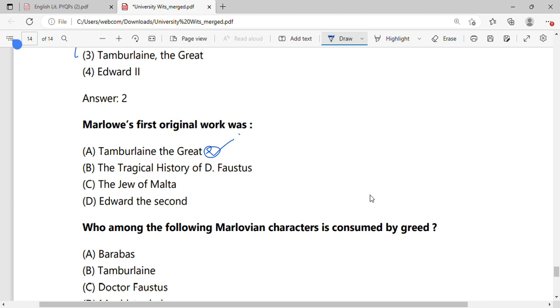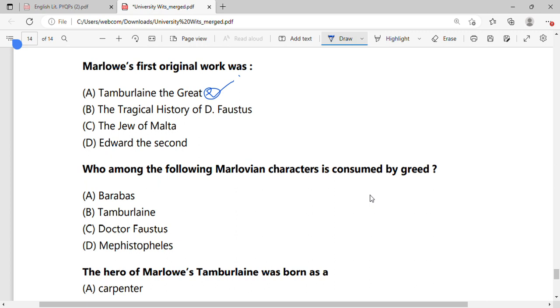This is just so that you do not forget any of these details, and I can let you know what is important, what is asked in the paper. Who among the following Marlovian characters is consumed by greed? Barabas, Tamburlaine, Dr. Faustus, and Mephistopheles. Who is consumed by greed? Barabas, the Jew of Malta. He is the Jew of Malta.